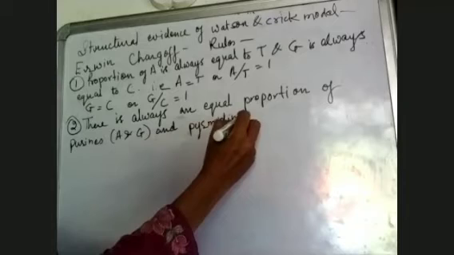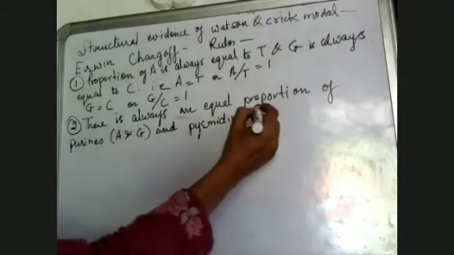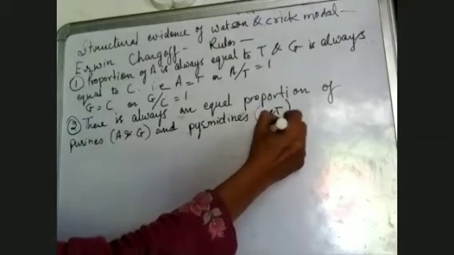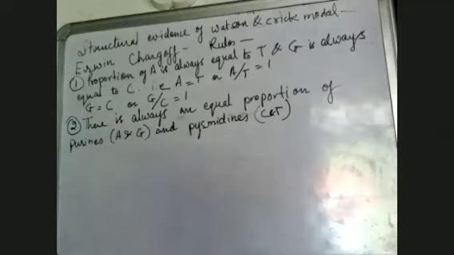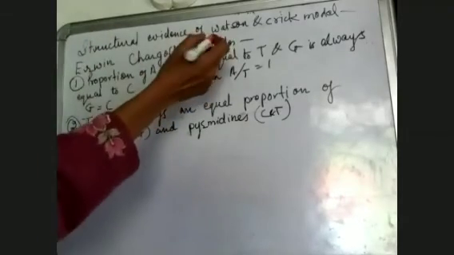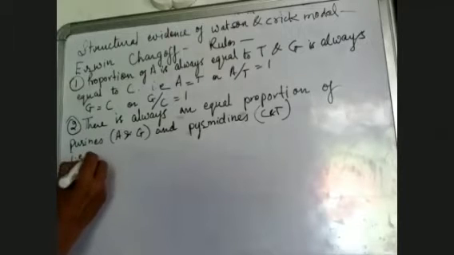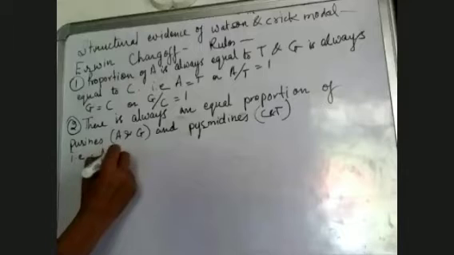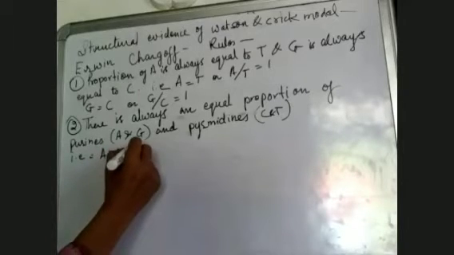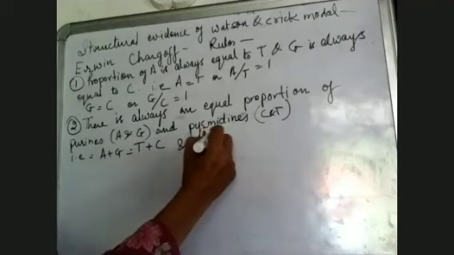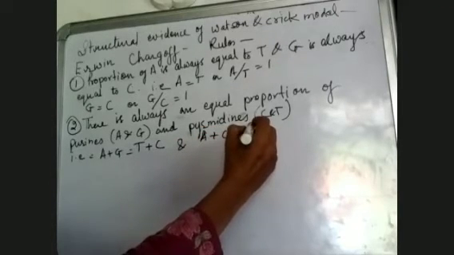Because we are doing DNA here, it's not necessary to write U. Only C and T is okay, because we are not doing RNA where we would use U. Right now we are dealing with Watson and Crick's model of DNA. So what do we mean by this? That is A plus G is equal to T plus C, or we can also say that A plus C is equal to G plus T.